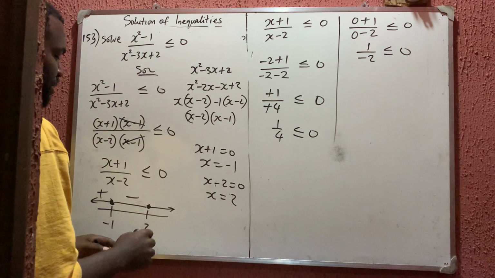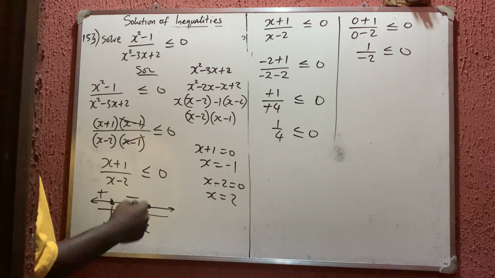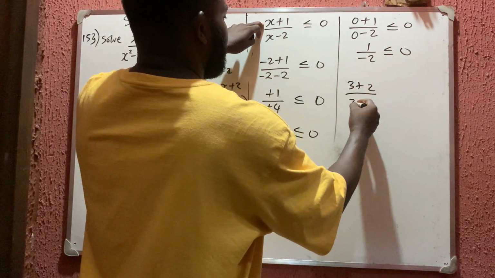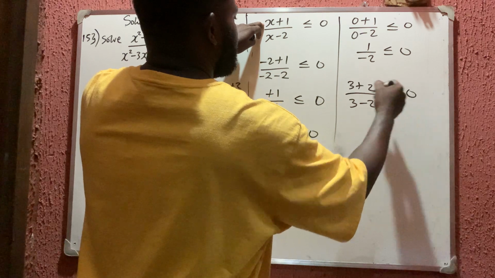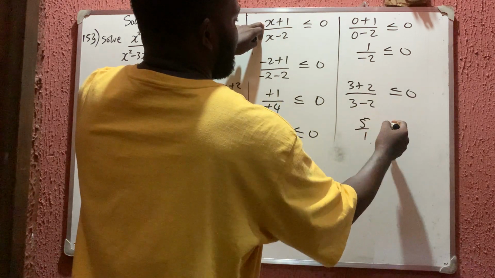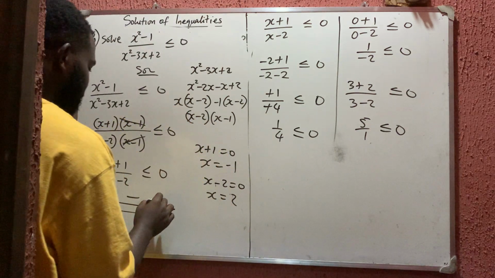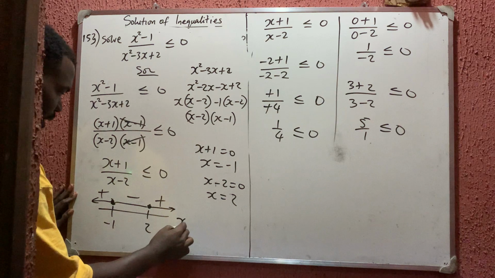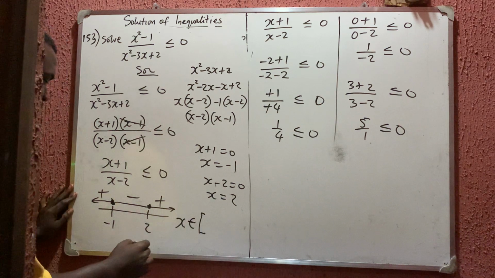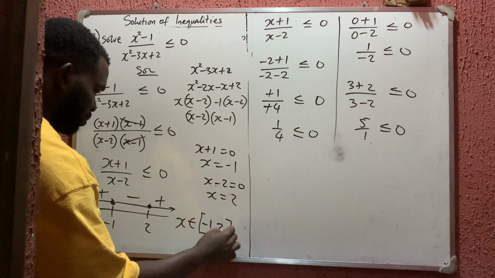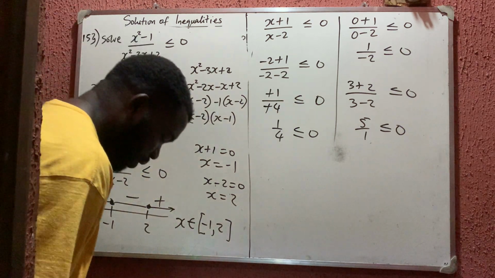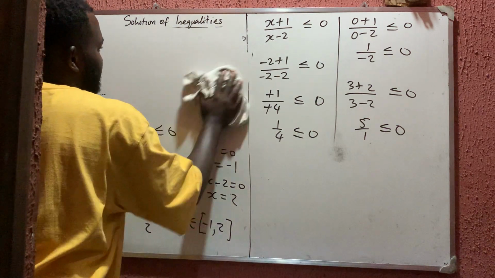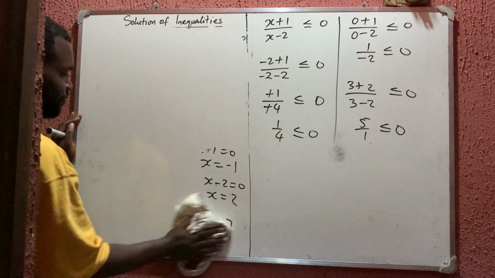So finally, let me check for the other side. Any number that is greater than 2 is 3, for instance. So let me say 3 here. 3 plus 1 all over 3 minus 2. Is it less than or equal to 0? This is giving me 4 over 1, and that is positive. So I'm having positive here. So the only answer here that gave me negative is the middle. So you tell them that x is an element of the closed set minus 1 comma 2. I'm using a closed set because of the equality sign that is there. Okay, so you see that inequality is very very simple.